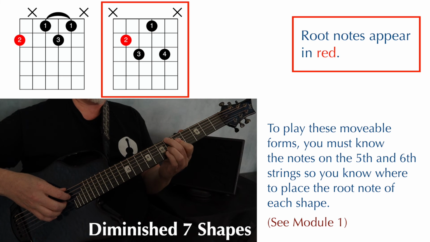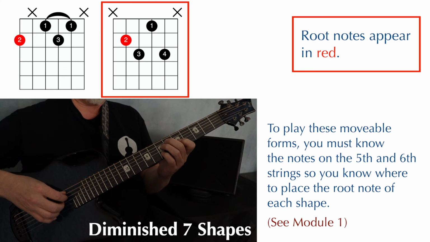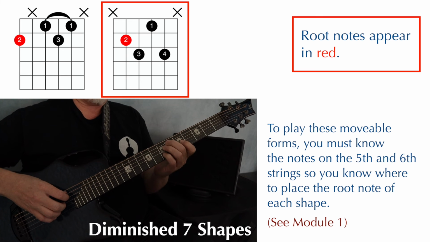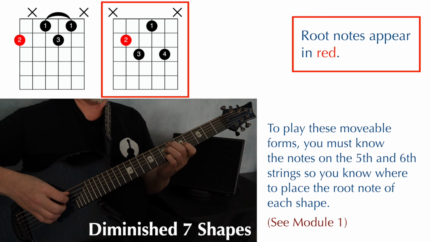And here's a diminished 7 shape you can play with the root on the 5th string. Fingered 2, 3, 1, 4. And this would be an E flat diminished because my root note is on the E flat on the 5th string.